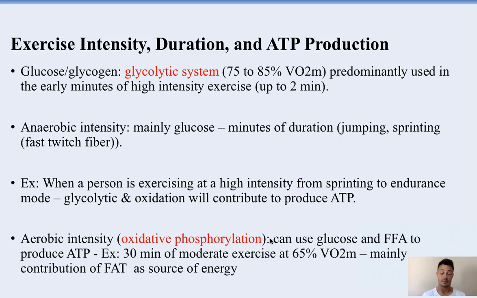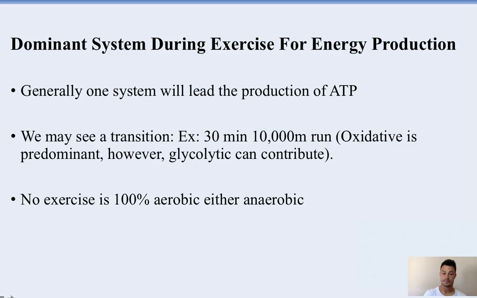Remembering that if the glycerol is used, we can have over 400 ATP being formed. So it's a very rich system when you use fat as a source of energy, of course, followed by aerobic intensity. The dominant system during exercise for energy production: generally, one system will lead the production of ATP, as we saw previously.